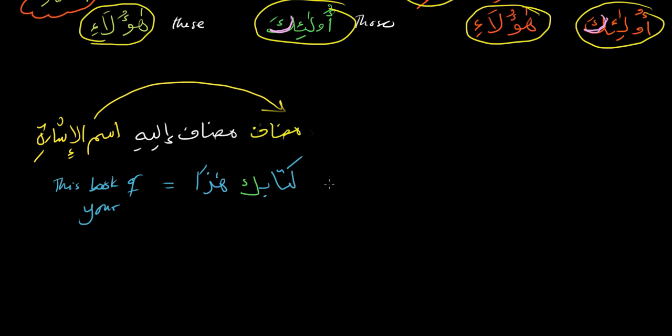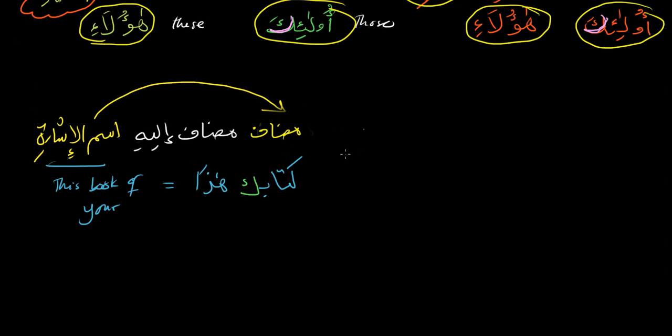Because if you put haza kitabuka, it will be this is your book. Kitabuka haza, this book of yours. Kitabuka haza means this book of yours. So if the ism ishara is for a mudaf, you put it after the mudaf ilayh. It won't go over here. Okay, so that's another point.